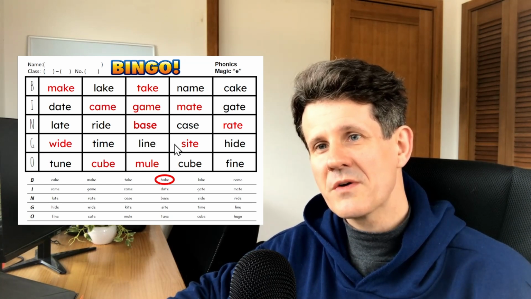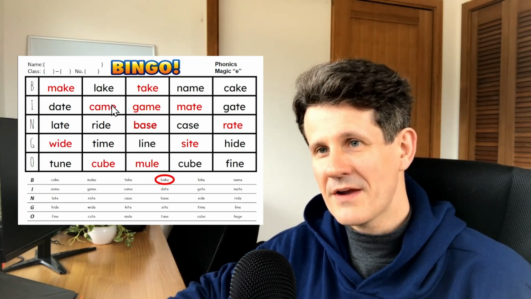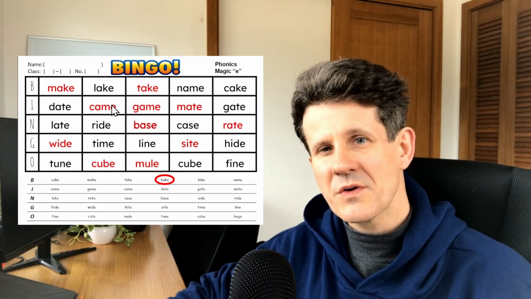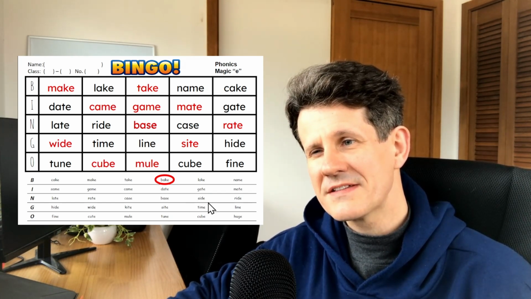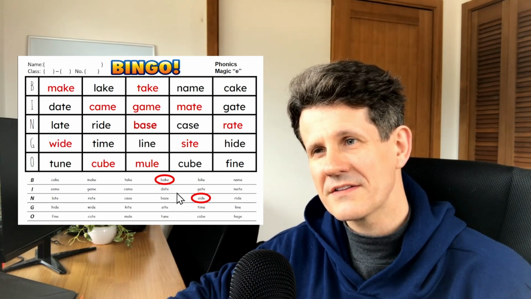So next one, I line, came. Right, came here. Next one, N line, side. Well, we don't have it. It's down here, so they just circle it.